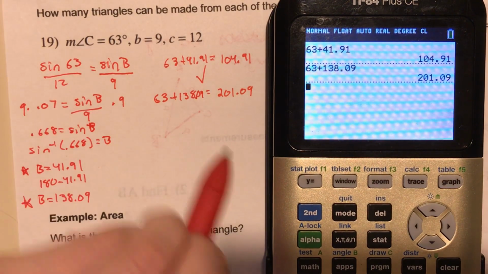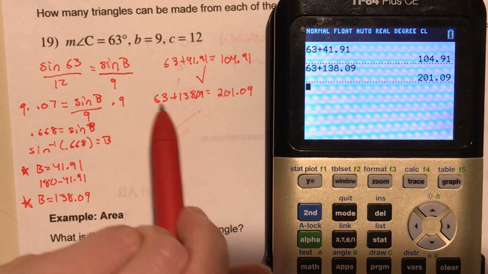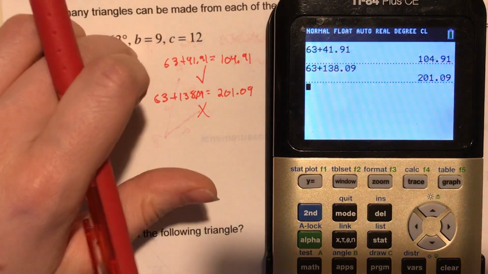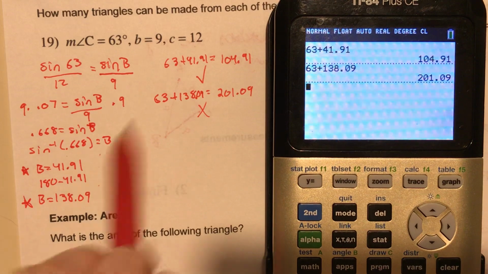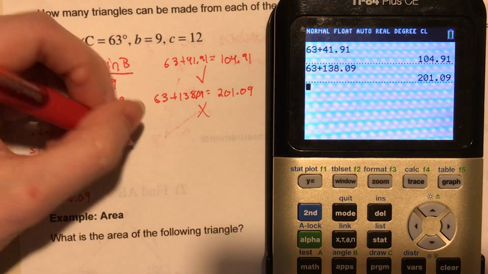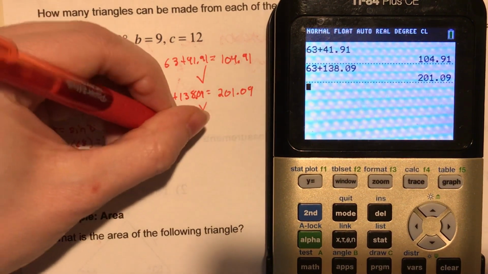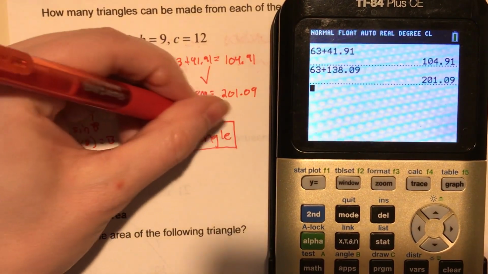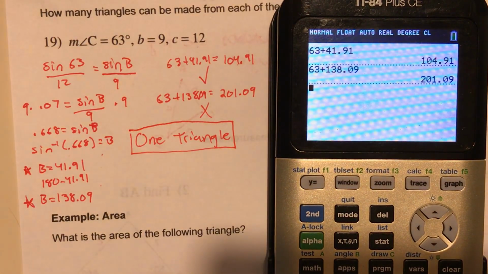So no matter what the third angle of this triangle would be, we can't have a triangle with these 2 angles. So this set of measurements can only make one triangle. So one triangle set of measurements. All right, let's look at the other one.